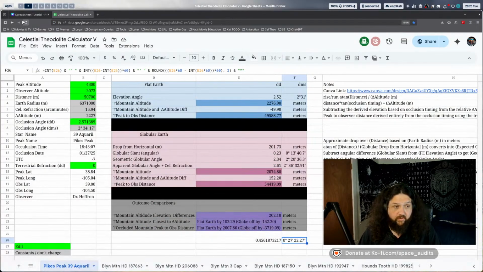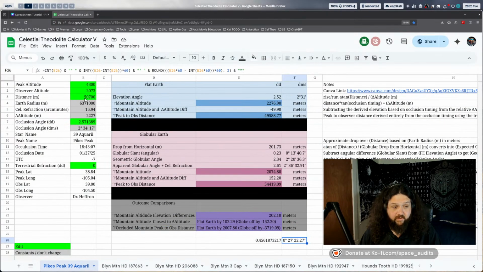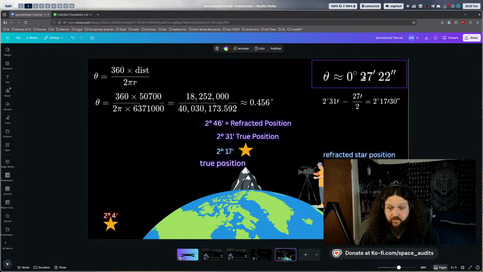And that's extremely important to understand, because what we're going to do is take this distance, the same distance here, 50,700 meters. We're going to multiply that by 360 divided by 2 times pi times the radius of Earth, and that comes out to be 0.456 here. Convert that to degrees, it comes out to 27 minutes 22 seconds. So we can pretty much ignore the 22 seconds, not relevant for this analysis.